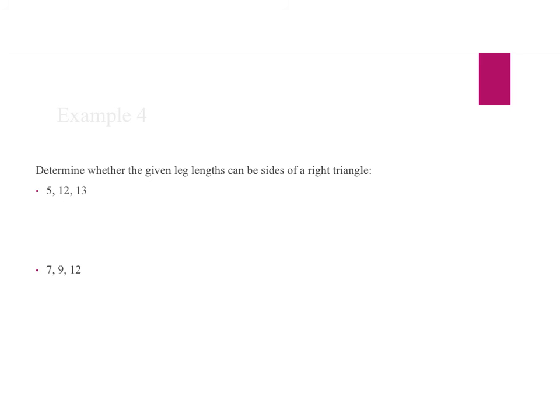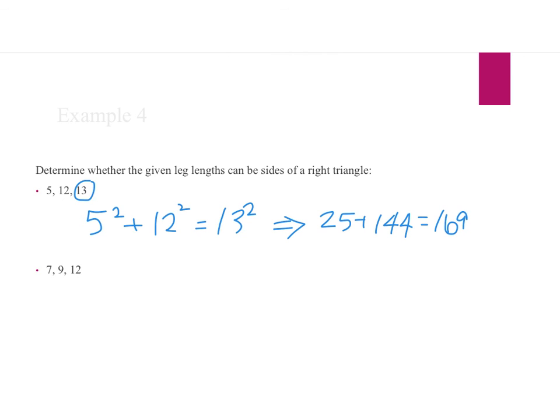For our last example, we have to determine whether the given leg lengths can be the sides of a right triangle. Because the hypotenuse is always the longest side length, that will always be our c value. In this case, this is my c value, so I just have to prove: does 5 squared plus 12 squared really equal 13 squared? 5 squared is 25, 12 squared is 144, and 13 squared is 169. So does 25 plus 144 equal 169? And the answer is yes. Therefore, these are the correct leg lengths for a right triangle.